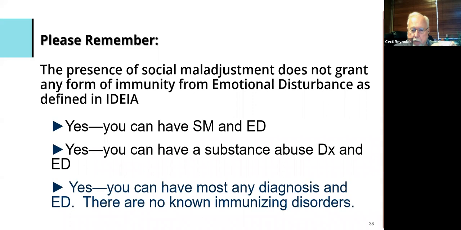Well, one of the things that you know as an astute clinician is that one of the reasons adolescents initiate and continue substance abuse is to self-medicate because they have emotional and behavioral problems. Emotional and behavioral problems that they don't understand, but they recognize and they self-medicate. So just remember, you can have most any diagnosis and be emotionally disturbed. There are no known immunizing disorders. You can be a depressed schizophrenic. So there's nothing that grants you immunity from any other disorder by having it. Next.